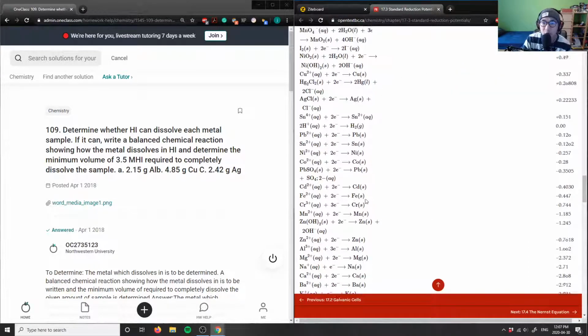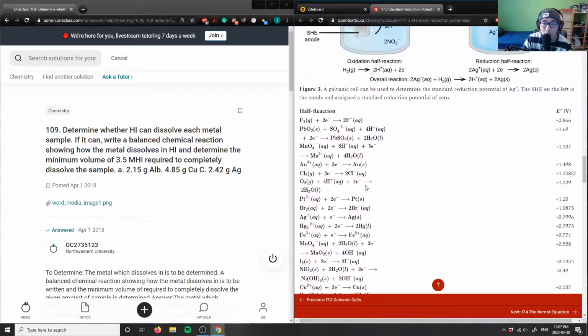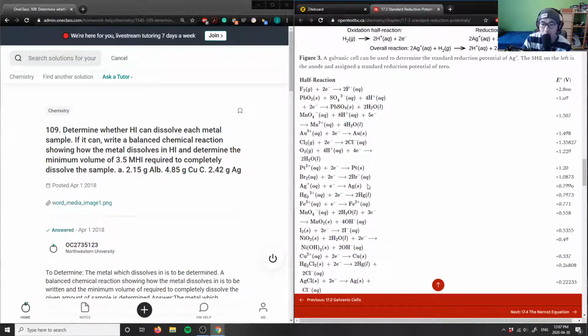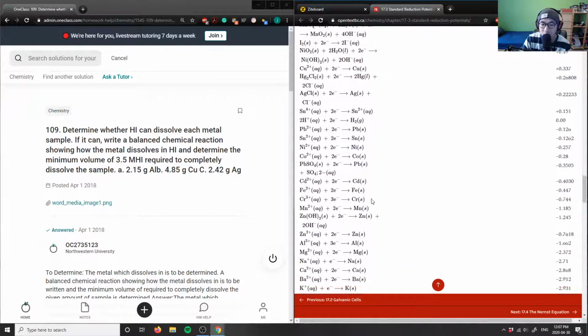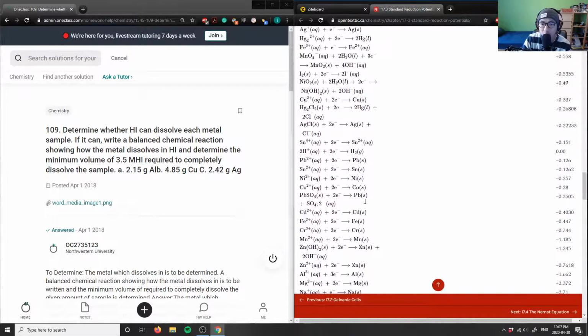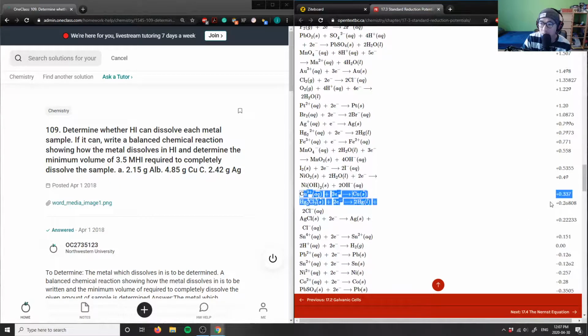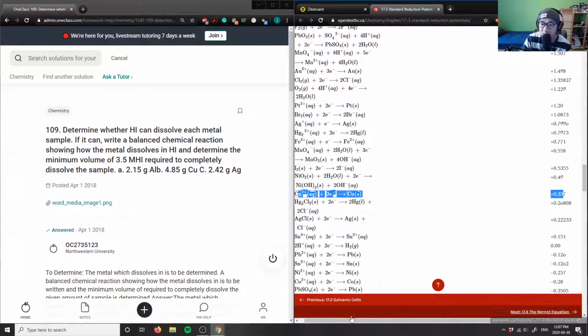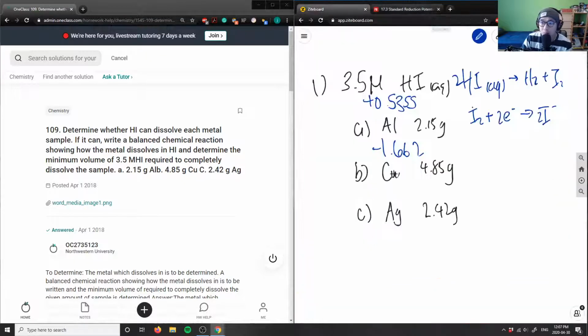I'm going to try to find copper. Copper, depending on what charge it is, would probably be different. I think they just had the 2+ here. So the copper here is 2+. This would be positive 0.337.